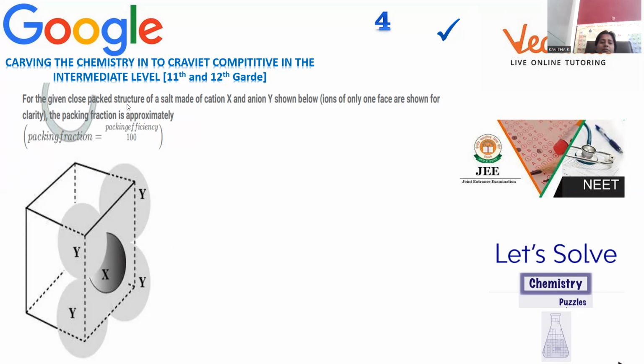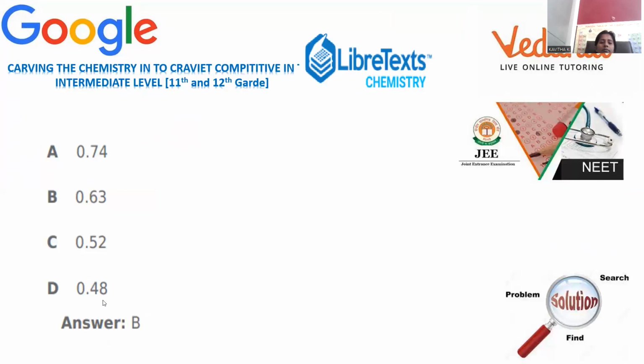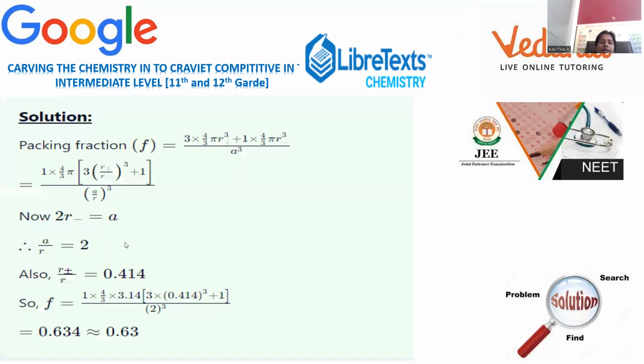So a closed packed system is there. Cations are denoted with X and anions are mentioned with Y. So one cation is surrounded with 4 anions like this. For this, the expected answer will be 0.63. How can we achieve this answer? We will see. In order to calculate the packing fraction for the closed packed system, there is a formula. The formula will be 3 into 4 by 3 pi r cube plus 1 into 4 by 3 pi r cube, all by a cube. This is the formula for packing efficiency for the given closed packed system.